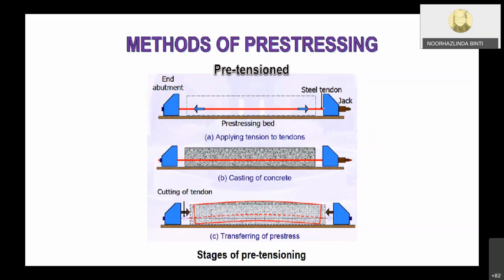And we have abutment to hold that particular tendon, and then we have jack. What is the purpose of jack? Jack is to pretension the wire, supply the energy for pull that particular tendon. Pull first, and then after that pour concrete. Once concrete attains certain strength, then we release that particular tendon, so it become deflect like this. This is stages in pretensioning.